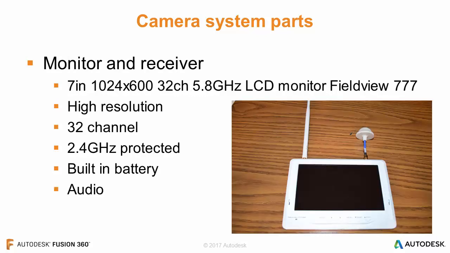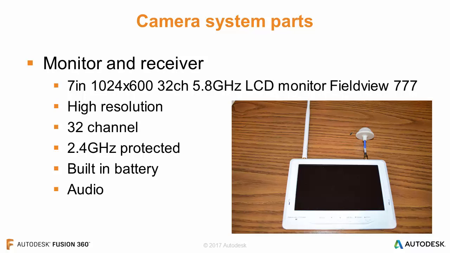And lastly, we have the monitor and receiver. The one we're using is a FieldView 777. This is a great option because it already has a 5.8 GHz receiver with 32 channels on it. It's a 7-inch 1024 by 600 color monitor, and it also has audio capabilities. It has video in and video out, so we are able to send the video out of this monitor and record it on another device if needed. The specific one is fairly high resolution. It matches the 32 channels that we have on our transmitter.